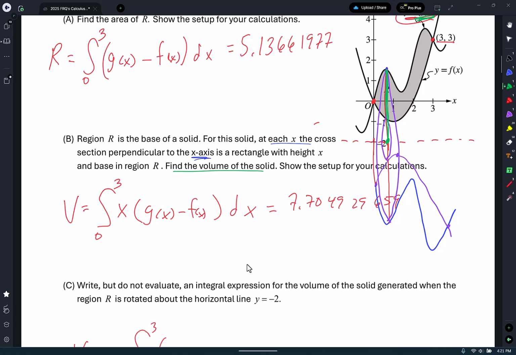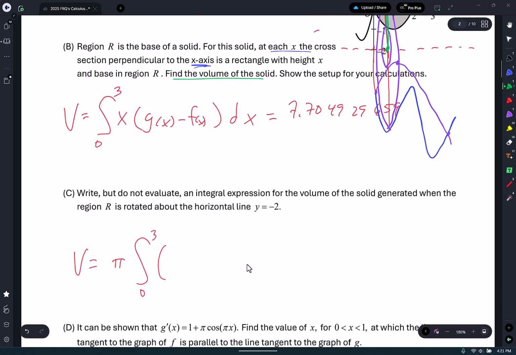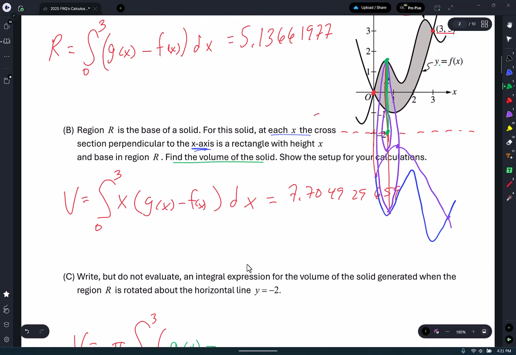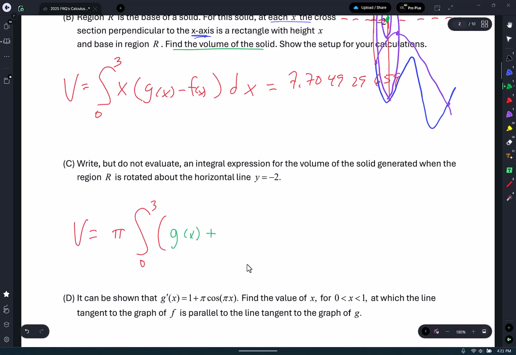What curve is that? This top one way over here. Oh, it's g of x? Oh, that was on me. Thank you. G of x. You're right. G of x minus negative 2, which turns into a plus. Close it and put a what on it? Squared. And here we go.